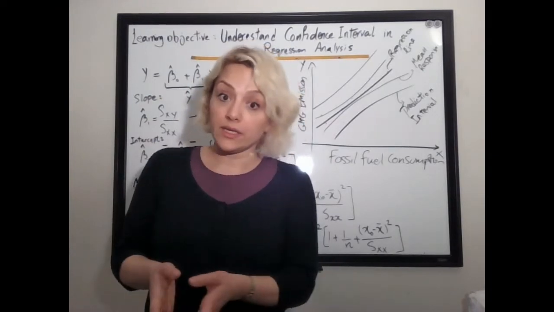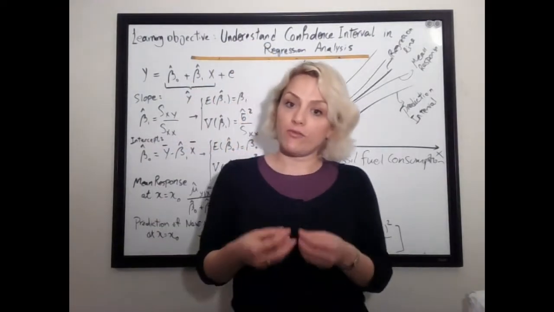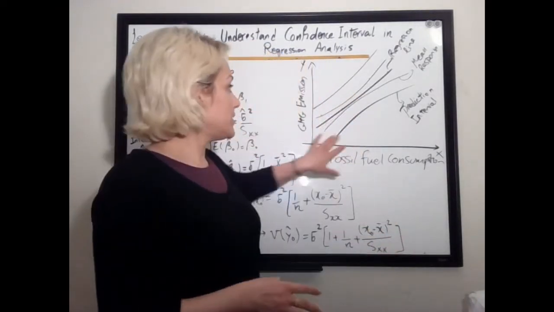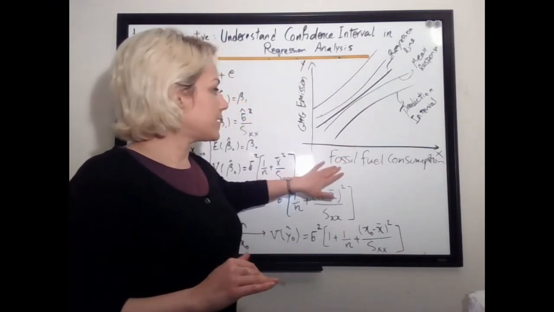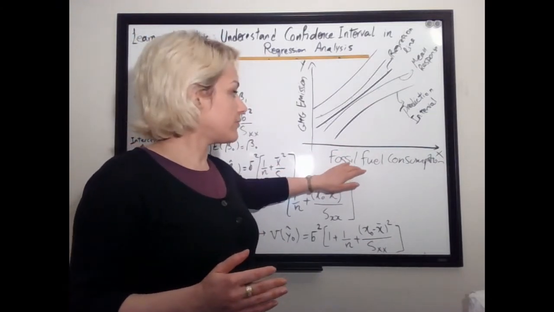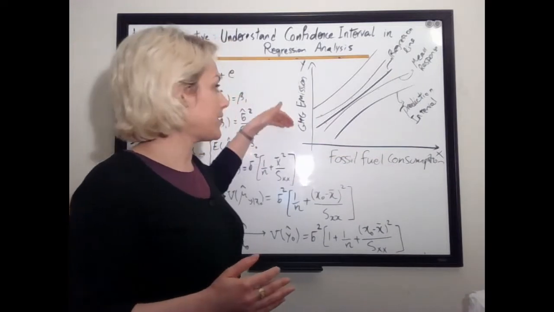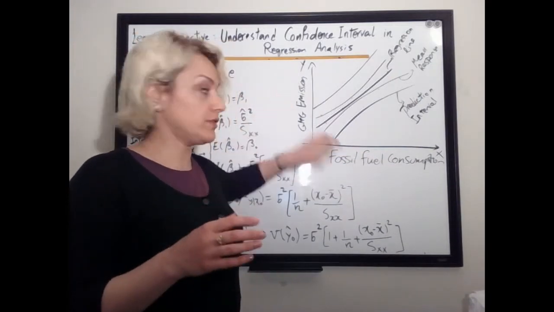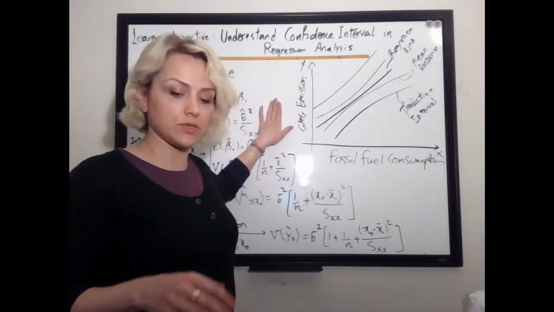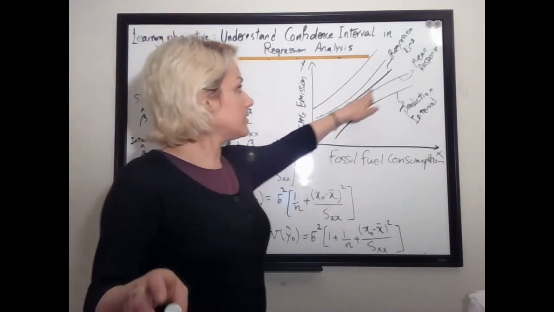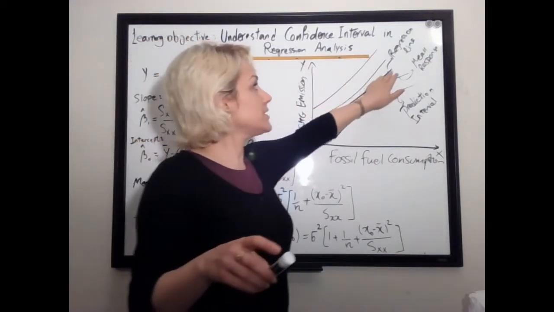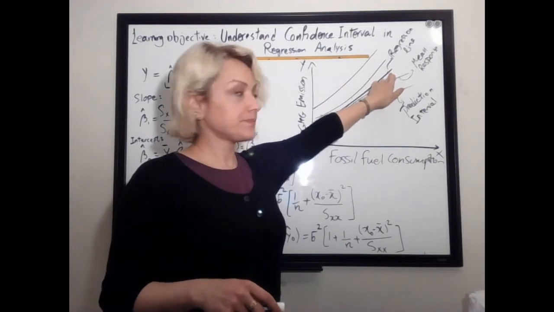Before going further to talk about the confidence interval, I drew this to show you something. Look here, we had an example before with fossil fuel consumption, where we want to find out the relation between fossil fuel consumption and greenhouse gas emission. This line here, I had the data points, so this line will be my regression line.